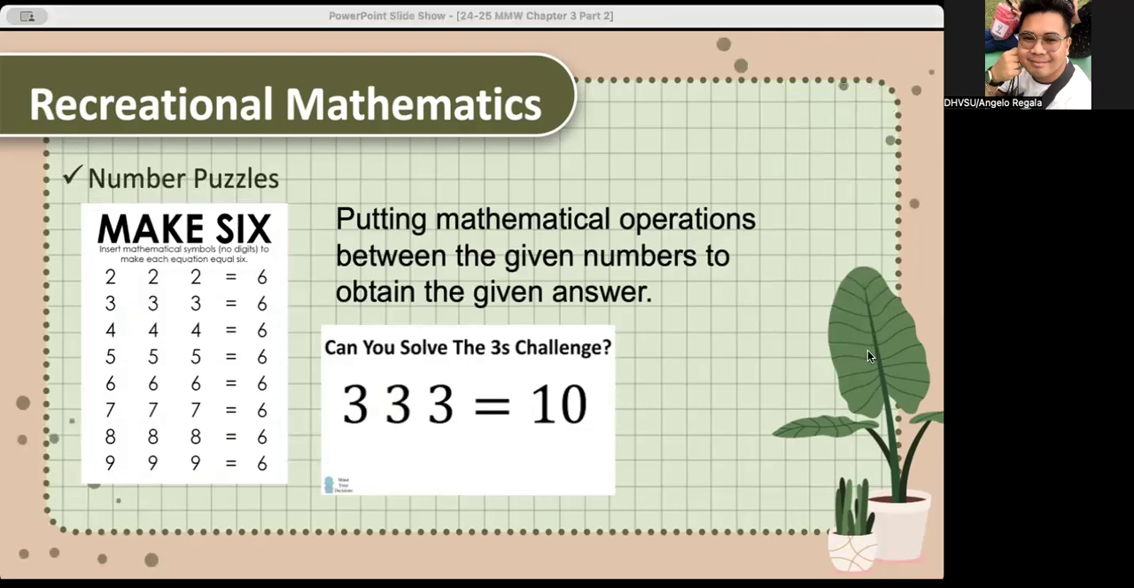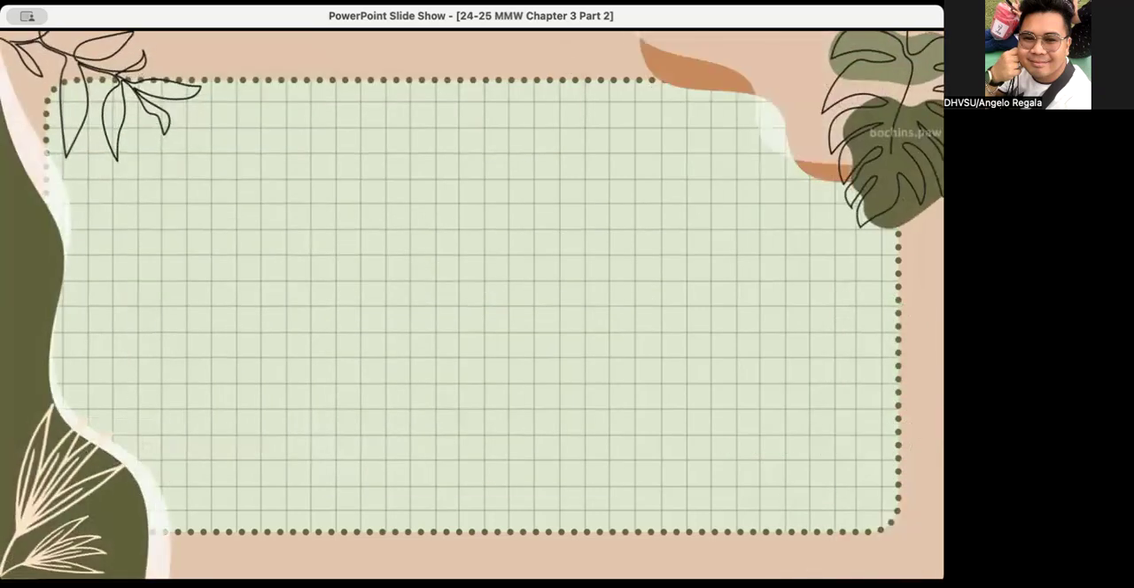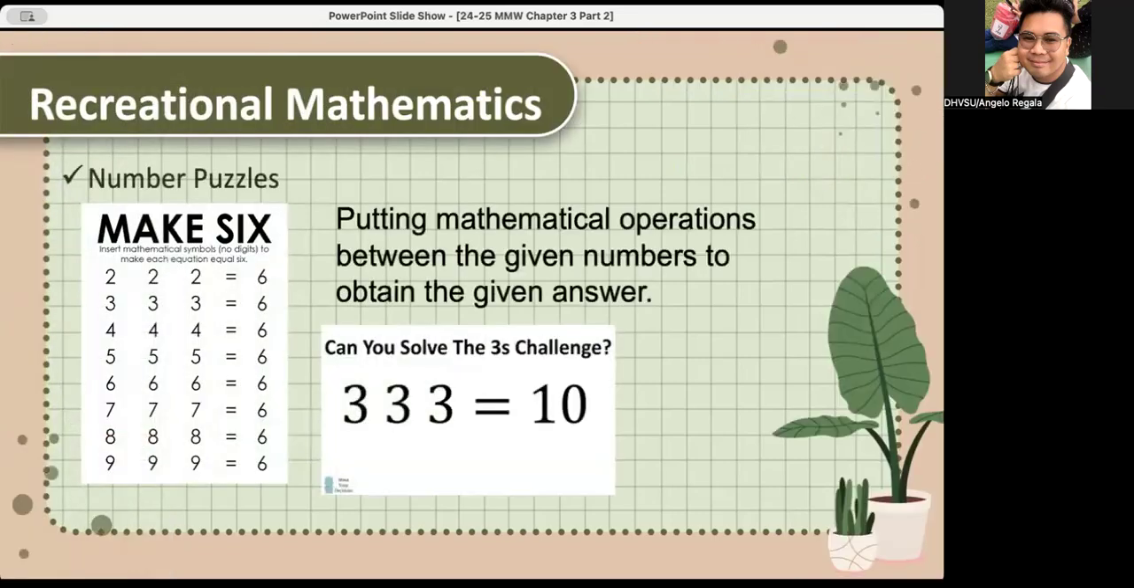Number patterns. Make 6. Okay, so insert operations in between those numbers to get the answer, which is 6. Putting mathematical operations between each given number to obtain the given answer. So what combinations of the 4 basic fundamental operations can we use to obtain 6? We have 2 plus 2 plus 2 is 6.